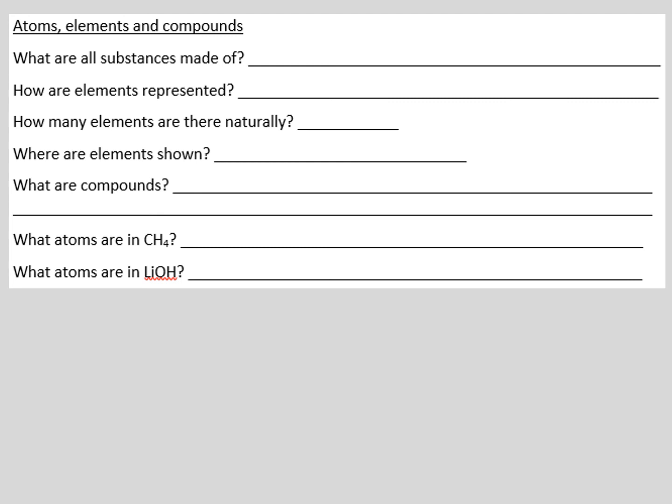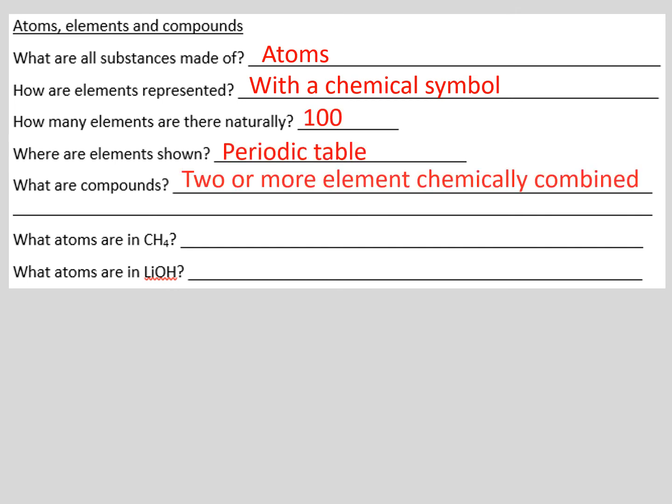So, what are all substances made of? All substances are made of atoms. How are elements represented? With a chemical symbol. How many elements are there naturally? There are 100. Where are the elements shown? In the periodic table. What are compounds? 2 or more elements chemically combined.